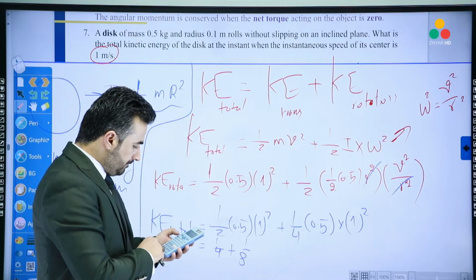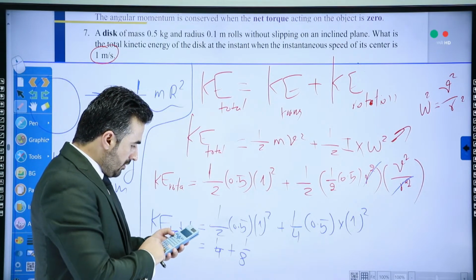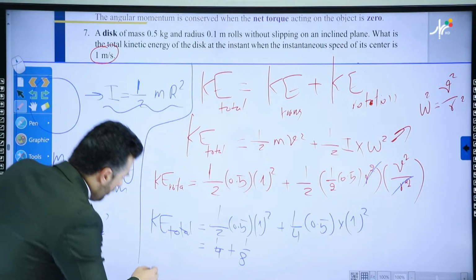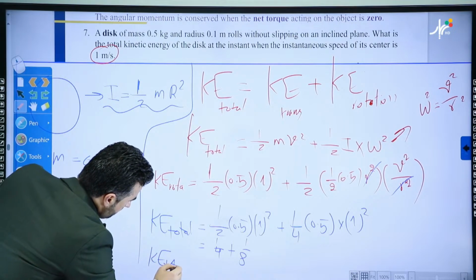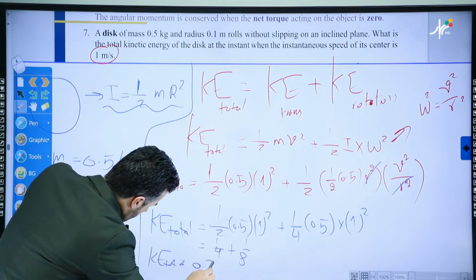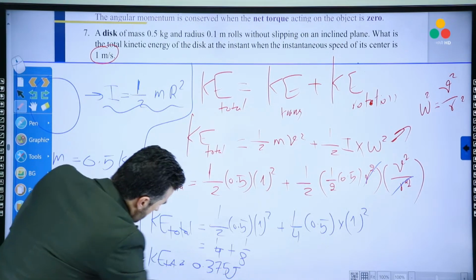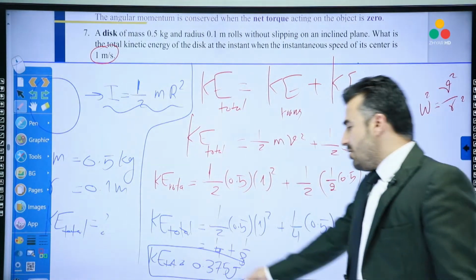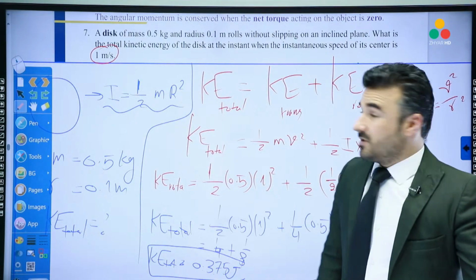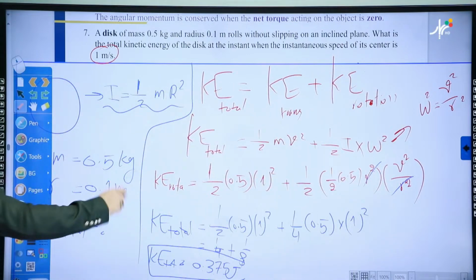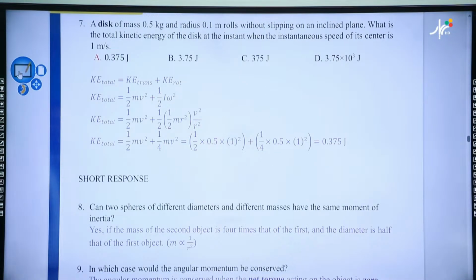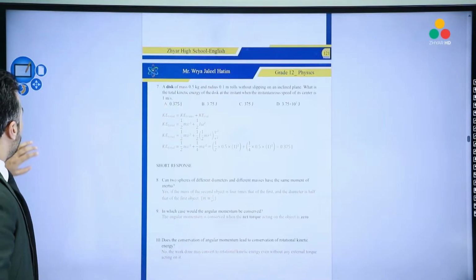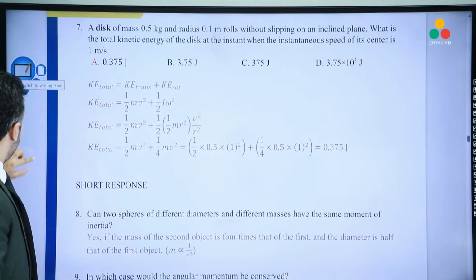So 1 over 4 plus 1 over 8. And of course you will get a total of 0.375. So total kinetic energy is going to be 0.375 joules. And I hope you can see this, yeah? Let's move this one down. All right, so the answer to this is 0.375 joules because this is total kinetic energy. So remember the number, and let's see if we have it in the multiple choices, 0.375 joules. All right, now that was the answer to question 7 here.